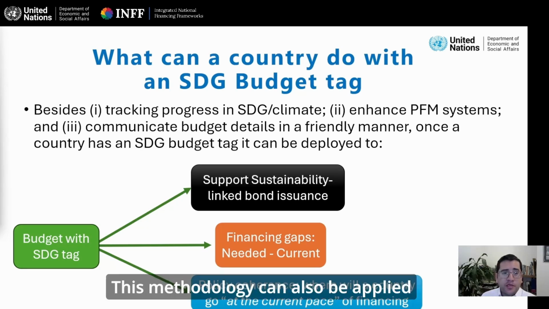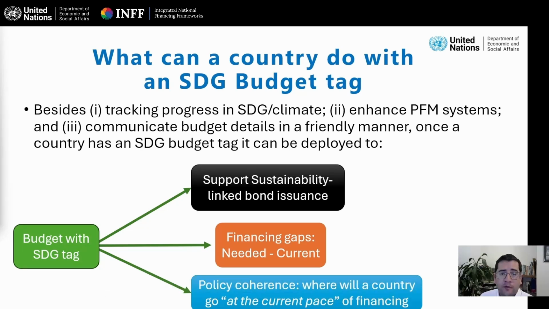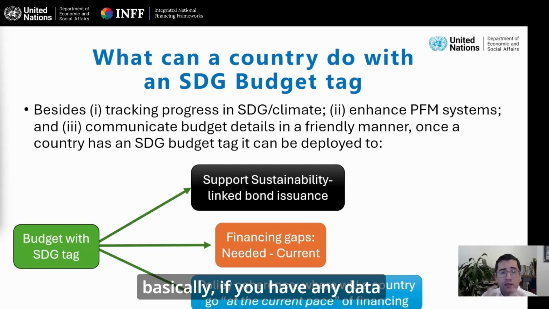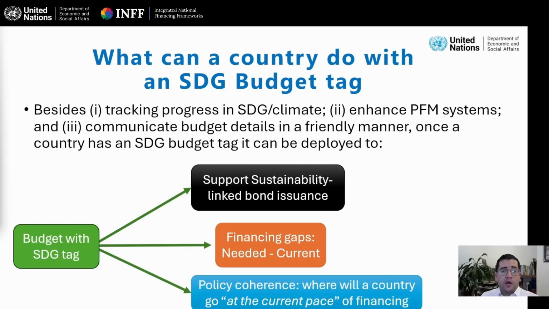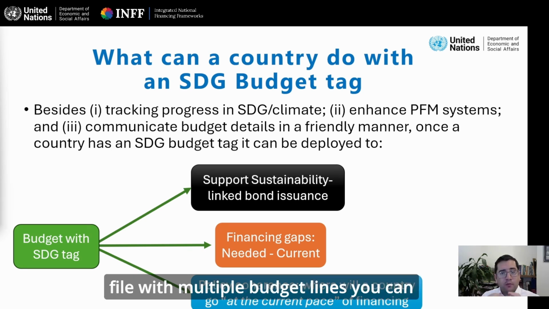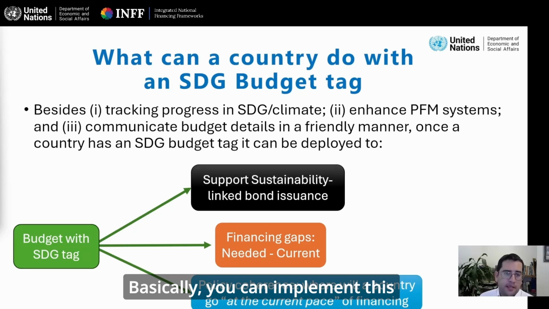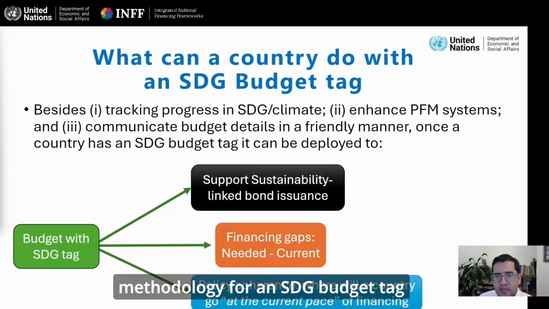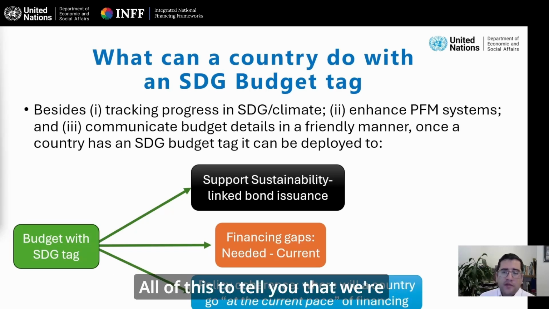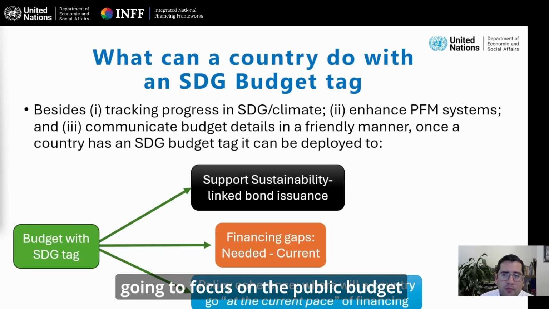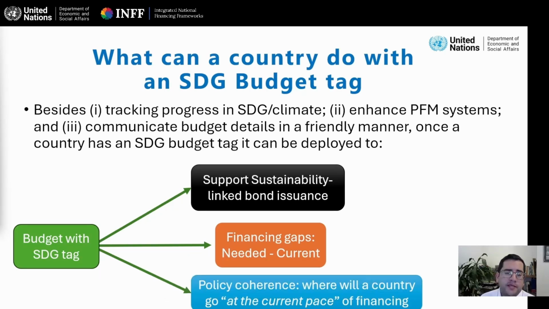This methodology can also be applied for subnational revenues and other financing flows. Basically, if you have any data, let's say in an Excel file with multiple budget lines, you can implement this methodology for an SDG budget tag. All of this is to tell you that we're going to focus on the public budget, but take into account that the tagging can be done for basically any database of financial information.